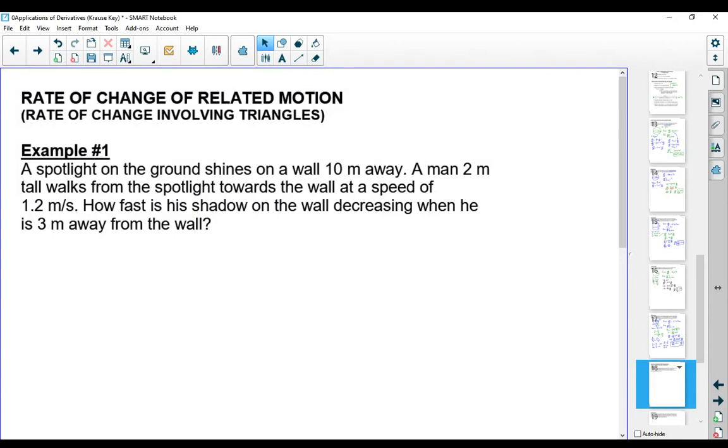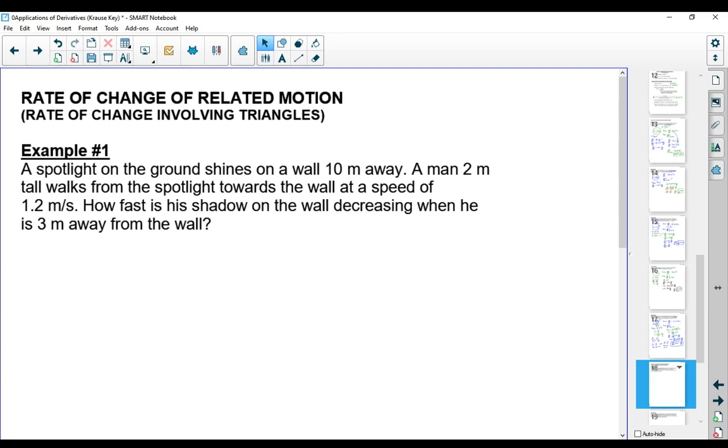All right, so looking at some related motion questions here, these are all going to be ones that involve triangles. So we're going to be looking at similar triangles or the Pythagorean theorem. So the first example here says: a spotlight on the ground shines on a wall 10 meters away. A man 2 meters tall walks from the spotlight towards the wall at a speed of 1.2 meters per second. And the question is, how fast is his shadow on the wall decreasing when he is 3 meters away from the wall?